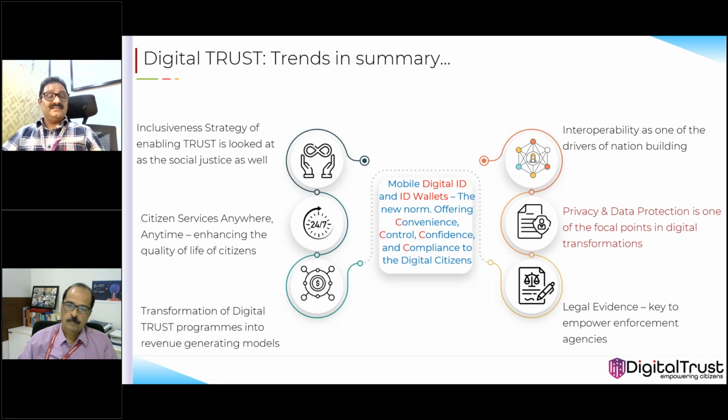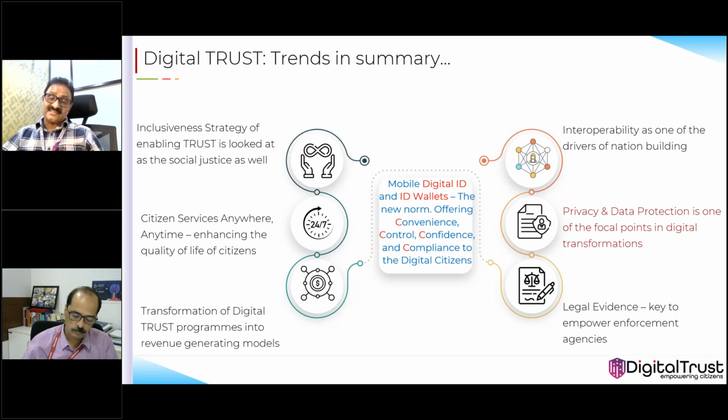So an inclusive strategy is an important thing, and it is looked at as social justice, and you can't leave out some portion of the population. It enables citizen service anywhere, anytime. Transformation of digital trust programs into a revenue generating model.